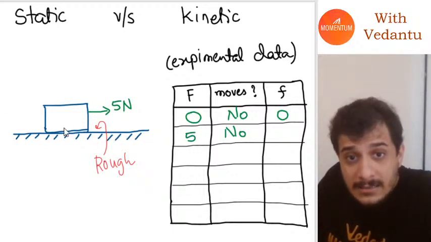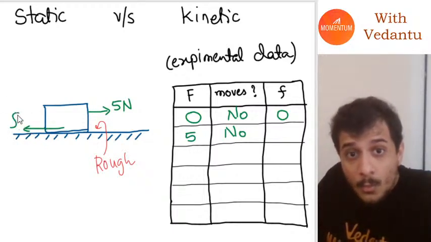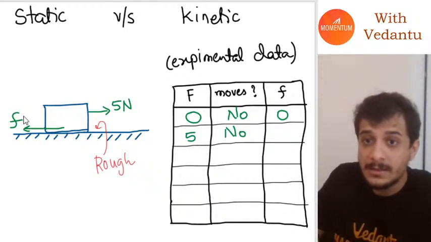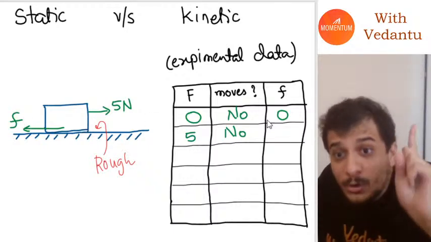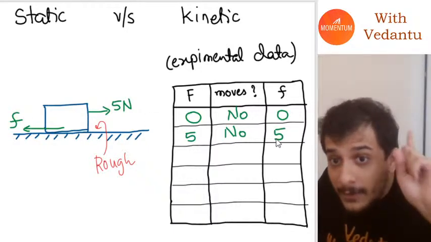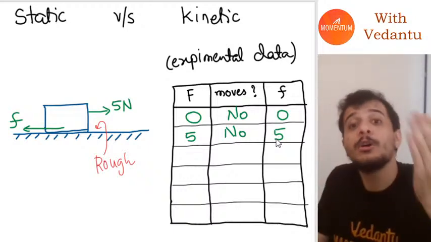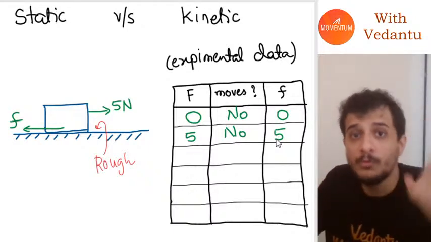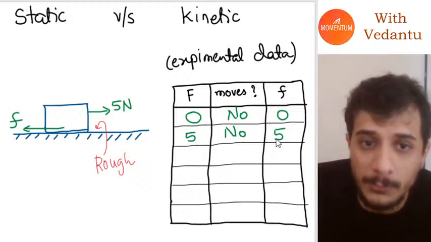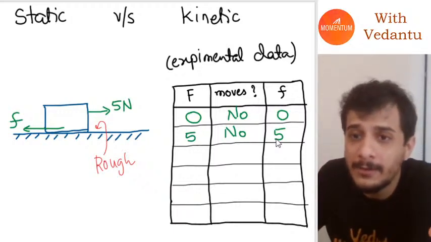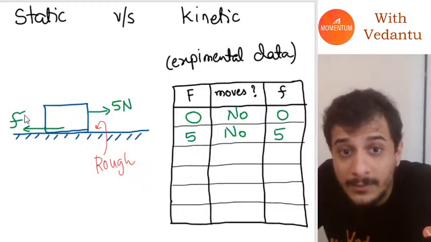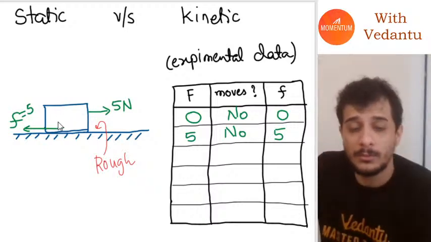In this case, the direction of friction will be towards left, and its value will exactly be 5 Newton, because the block should not move. Only if this is 5 Newton will the block stay at rest.